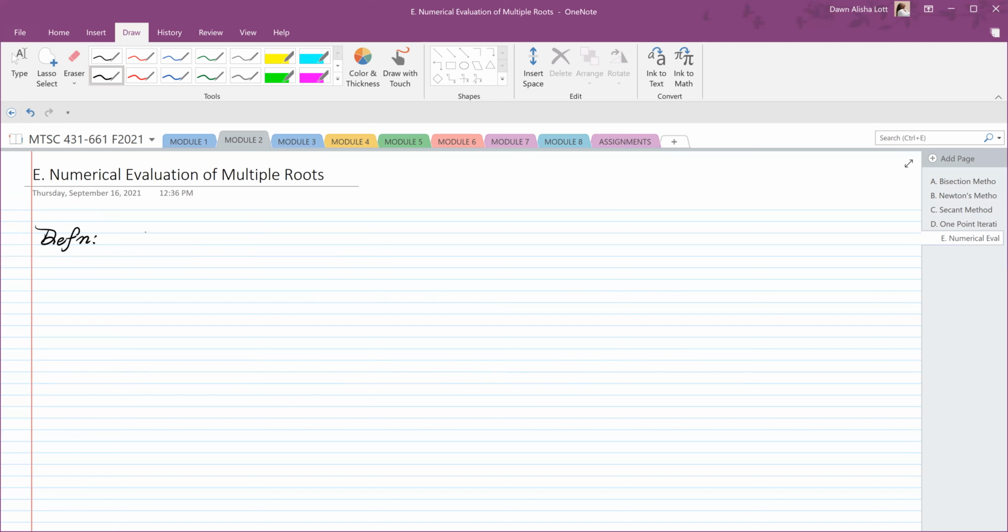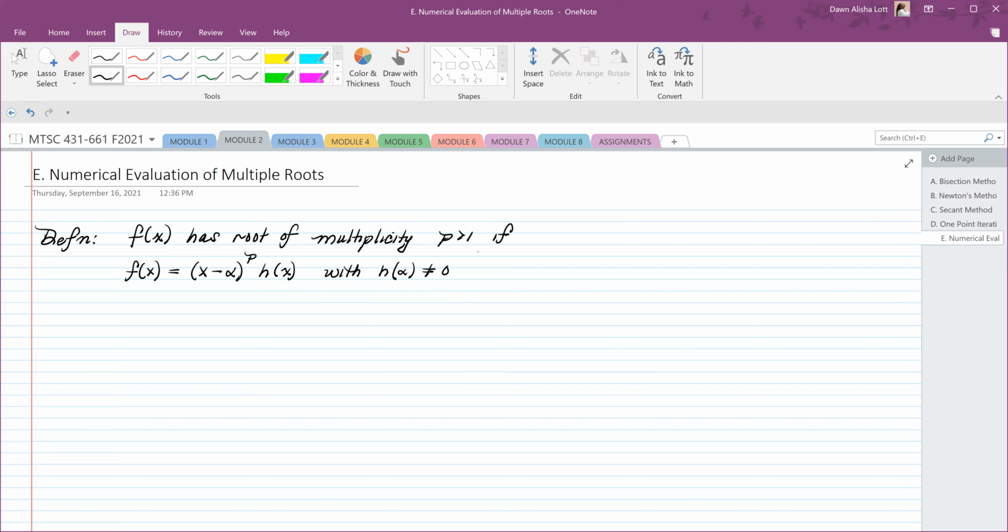Okay, so f of x has a root of multiplicity p greater than 1 if you can write f of x equal to x minus alpha to the p times some residual function h of x, with h of alpha not equal to 0 and h of x continuous at x equal to alpha. So you could just factor out that part because that's how many roots it has.